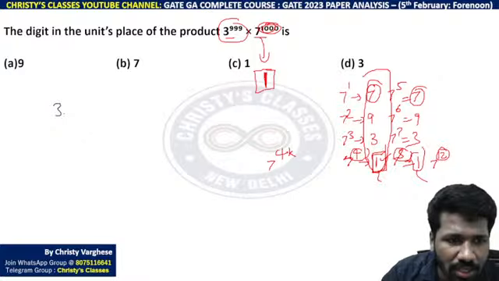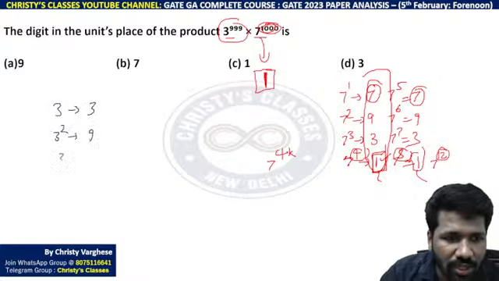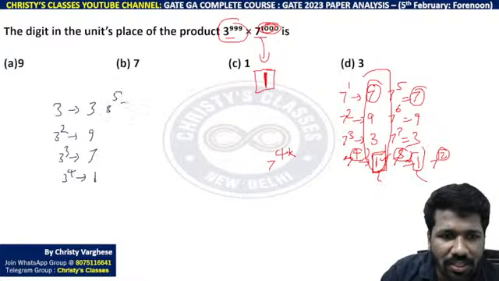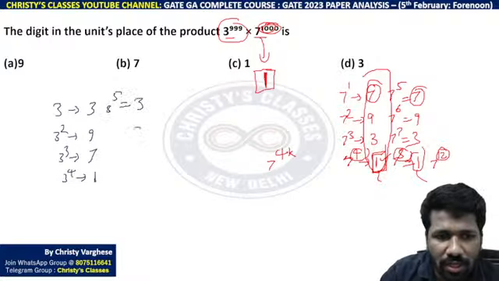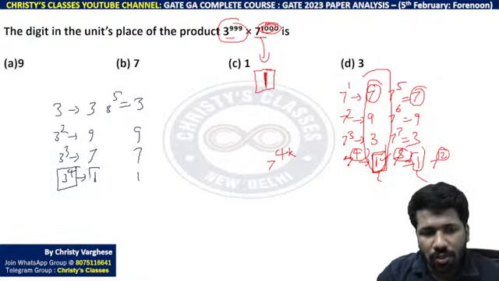3 into 3. 3 to the power 1, last digit is 3 itself. 3 squared, last digit is 9. 3 cubed, last digit is 9 into 3, which is 7. 3 raised to 4, last digit is 7 into 3, which is 1. 3 raised to 5, last digit is 1 into 3, again 3. So 3971 is going to repeat now. So 3 raised to a multiple of 4 gives 1.